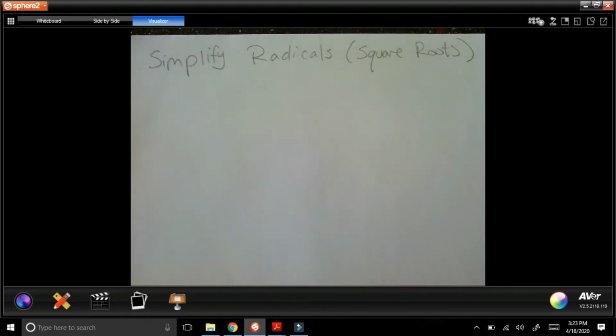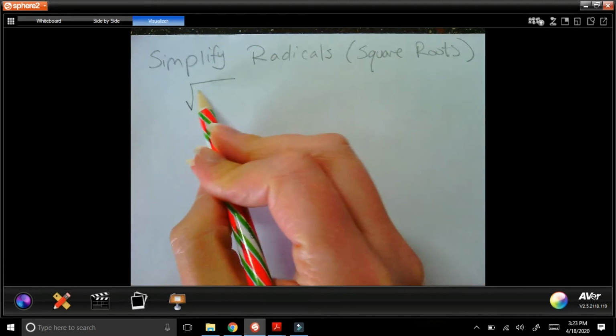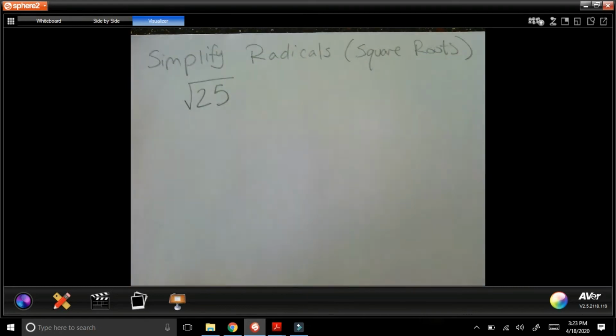We are going to be looking at how to simplify radicals or square roots this week. We're going to do this not just by typing it into the calculator, but actually simplifying it.